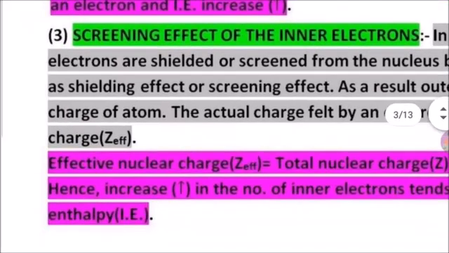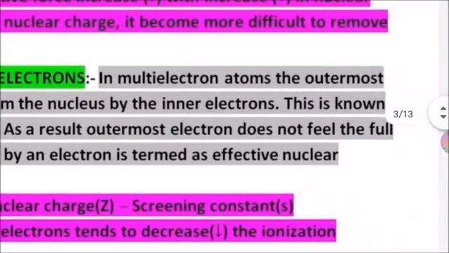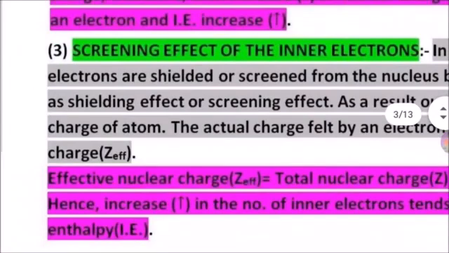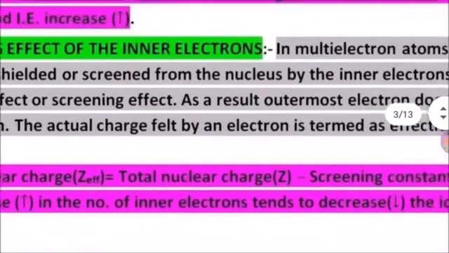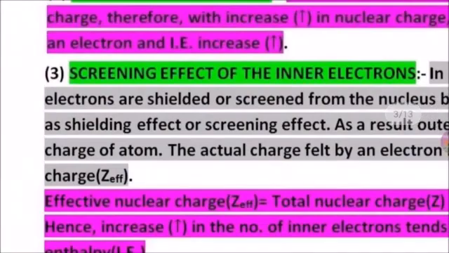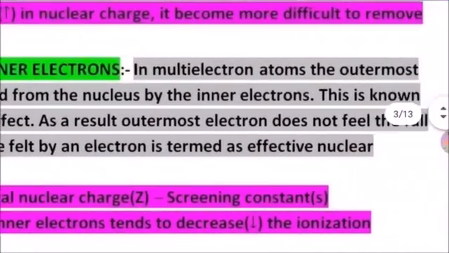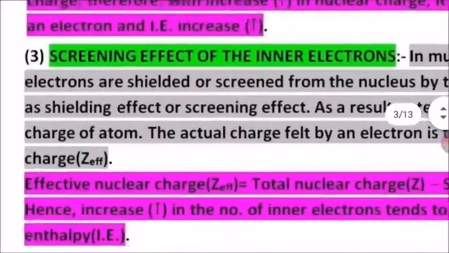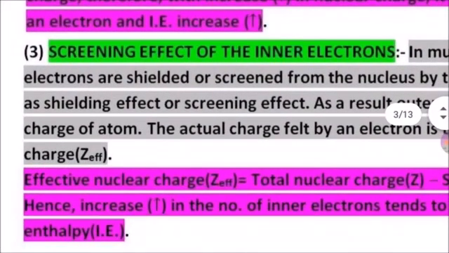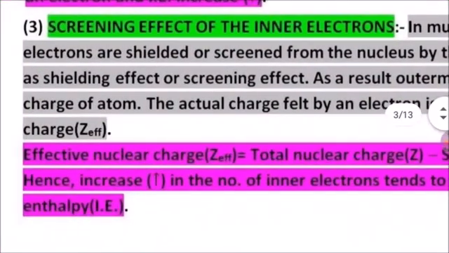The third factor is the screening effect of the inner electrons. In multi-electron atoms, the outermost electrons are shielded or screened from the nucleus by the inner electrons. This is known as the shielding effect or screening effect. As a result, the outermost electron does not feel the full charge of the nucleus, so the actual charge felt by an electron is termed the effective nuclear charge, Zeff.